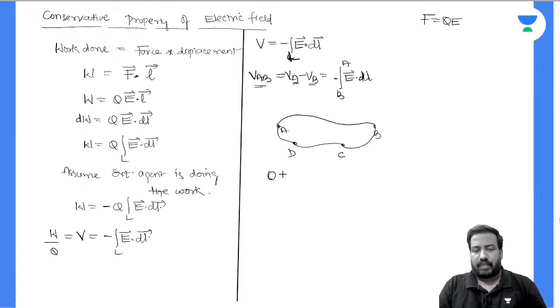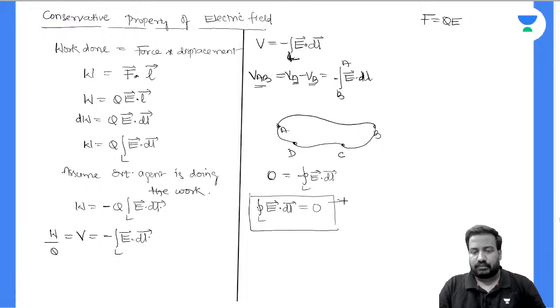So once you close the path, the potential becomes 0. This implies the closed loop integral of E dot dl is 0. This is called the integral form of Maxwell second equation.